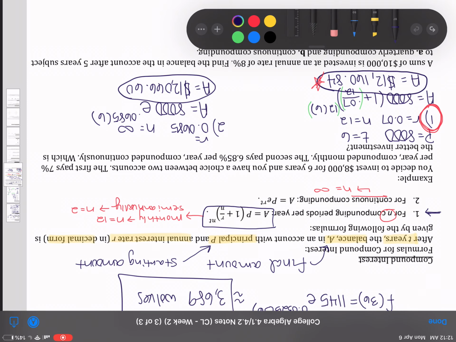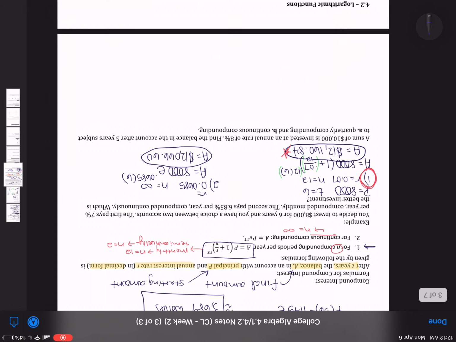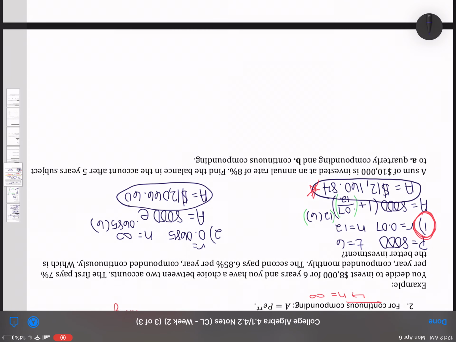All right, so the last one, looking at this same thing. A sum of $10,000 is invested at an annual rate of 8%. Find the balance in the account after 5 years, subject to A, quarterly compounding, and B, continuous compounding. So a sum of 10,000, that's our principal, at an annual rate of 8%. Five years is our t.